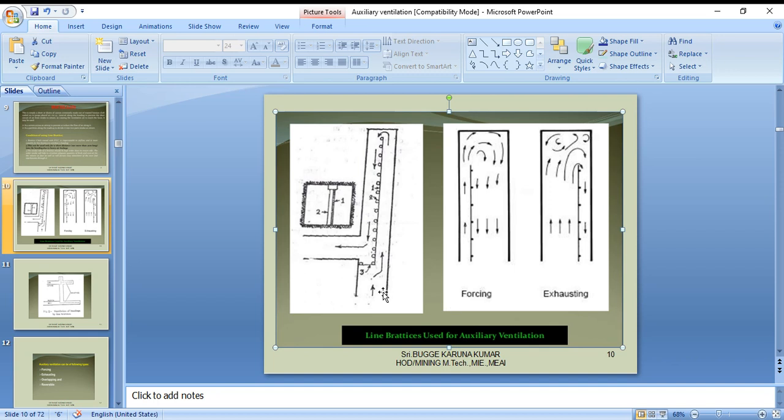But in case you are using forcing and exhaust systems, in such cases, in the case of forcing, air goes in and ventilates here and goes out. In the exhaust case, air is recirculated here and comes outside. So these are the differences between the forcing and exhaust systems of auxiliary ventilation with the line brattice that is used.